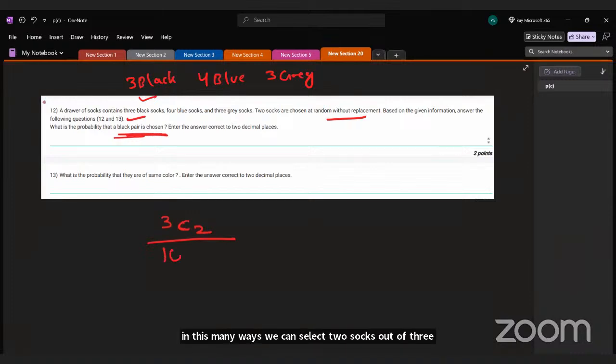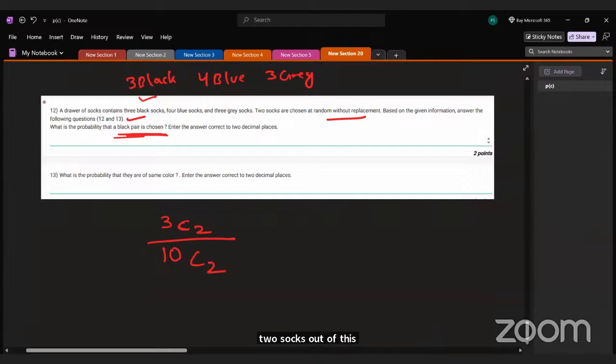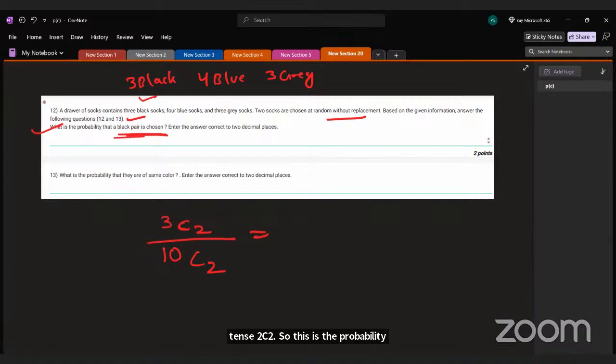And then the total number of ways we can choose 2 socks out of 10 is 10C2. So 3C2 over 10C2 will be the probability. What's the value of this? This simply will be 3, and 10C2 will be 45, so that will be about 0.07.